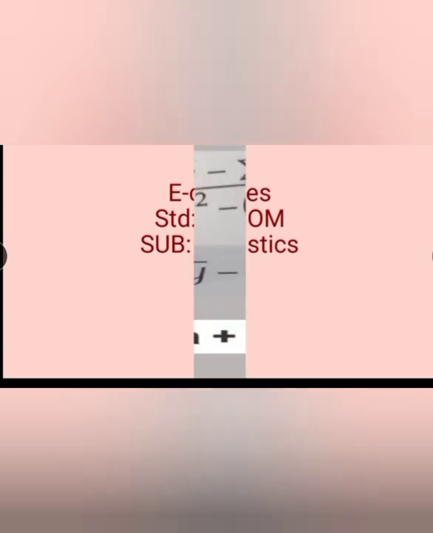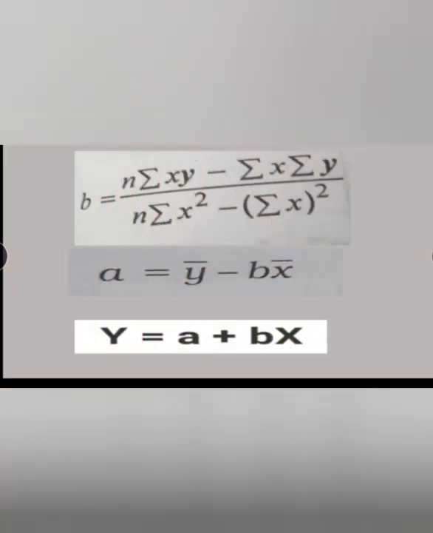Today we are going to solve sums on linear regression. The regression coefficient we will be finding by the formula b is equal to n sigma xy minus sigma x into sigma y divided by n sigma x square minus sigma x the whole square. The constant a will be found by the formula a equal to y bar minus b x bar.